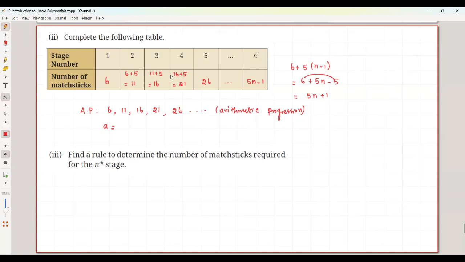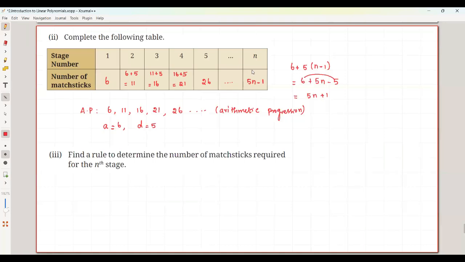Okay, I just want to explain about AP also. AP means arithmetic progression, which is forming like this. Here, a is the first term. The first term is 6. Next we have the common difference, the d value. So what is the d value? It keeps on increasing by 5, so the d value is 5.